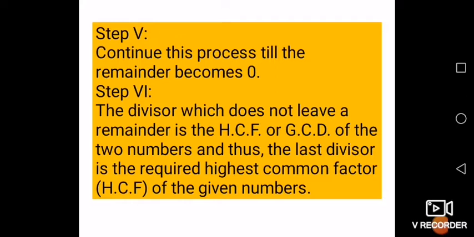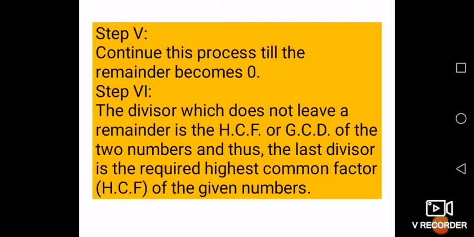Now step 6, which is our last step: the divisor which does not leave a remainder is the HCF or GCD of the two numbers, and thus the last divisor is the required highest common factor, HCF, of the given numbers. So I hope these steps are clear.